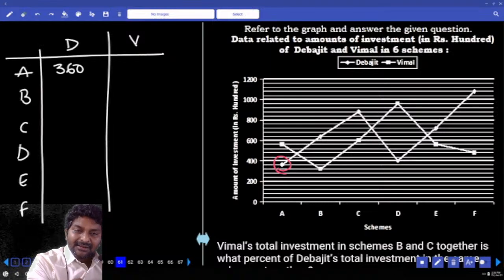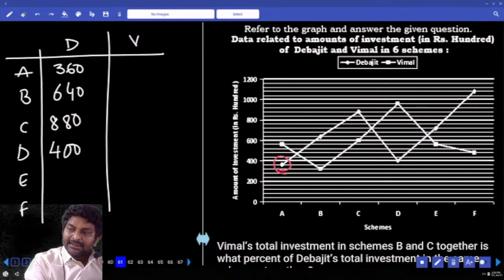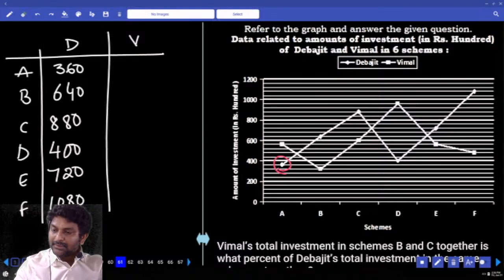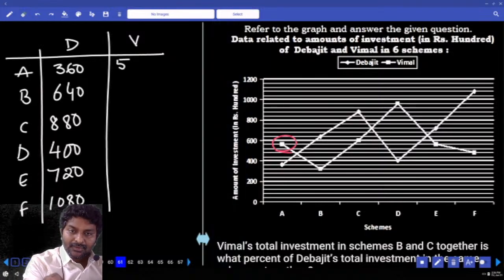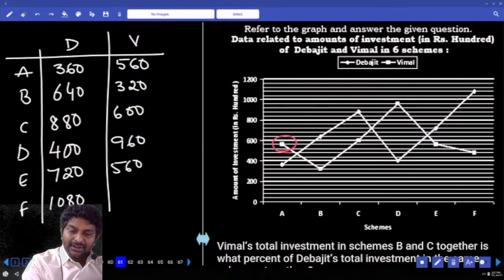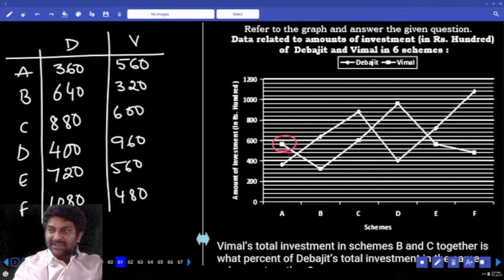360. Follow the line. 640. Next. 880. Next. 400. Next is 720. 1080. This one, 560. Next. 320. Next. 600. 960. 560. 480. All values are in hundreds.